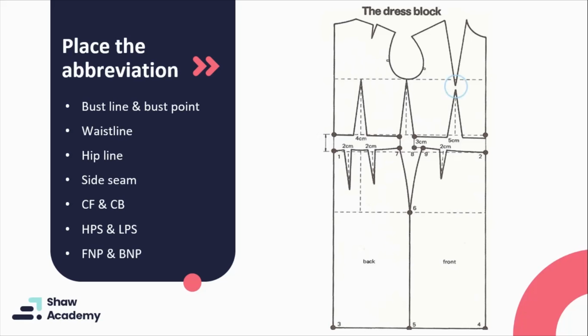Here we can see the bust line and bust point. Then we have the waistline, the hip line, and the side seam. We also have the center front and the center back. Here we can see the high point of the shoulder and the low point of the shoulder, and then the front neck point and back neck point.